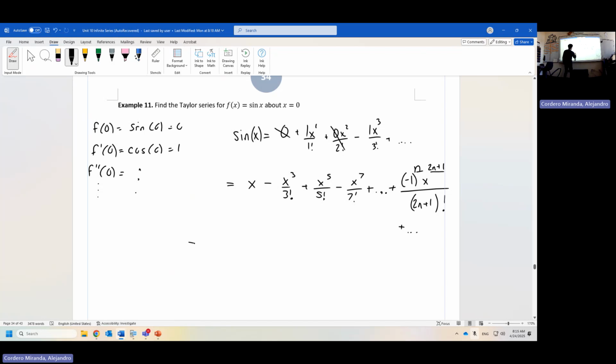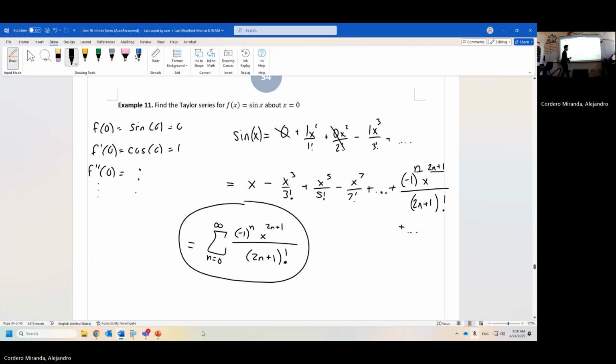Or, again, in sigma notation, write that next to a sigma. n equals 0 to infinity, of negative 1 to the n, x to the 2n plus 1, over 2n plus 1 factorial. Boom. Nice. Questions on this?